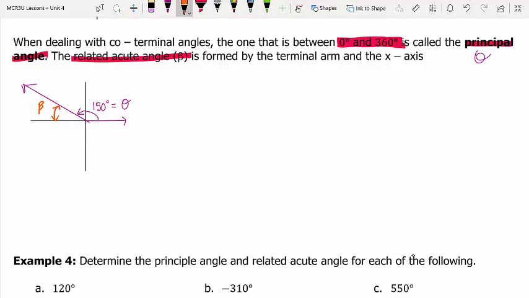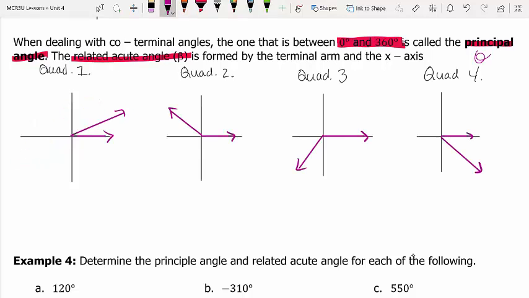Let's try another one just to see if you can identify a related acute angle. Okay, so I have 205 degrees plotted in standard form. This would be my principal angle. Okay, the related acute angle here is the acute angle between the terminal arm and the x-axis. Okay, so there's my terminal arm, there's my x-axis, so this must be my acute angle, my related acute angle.